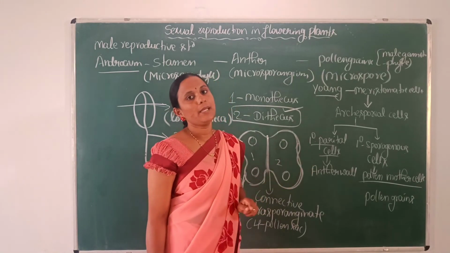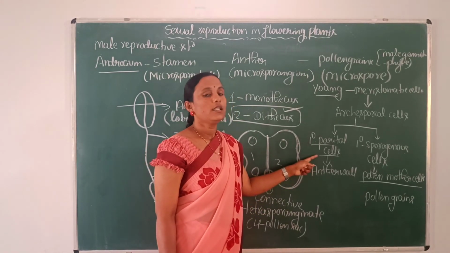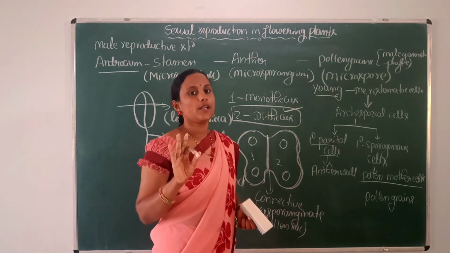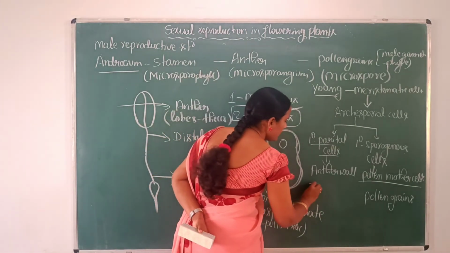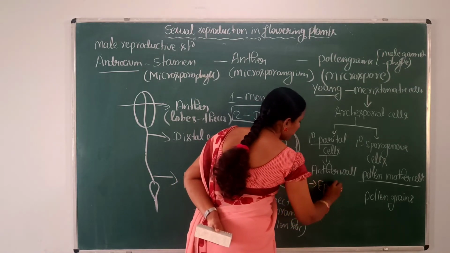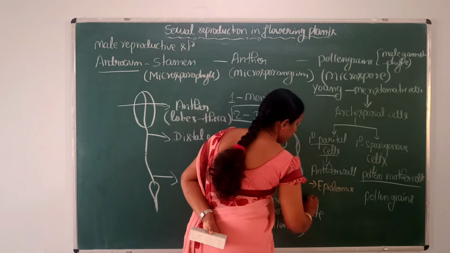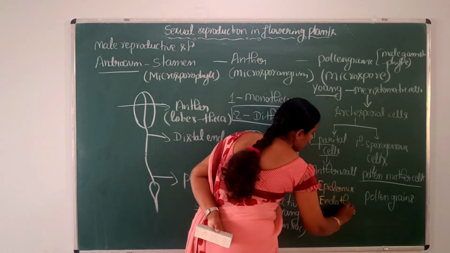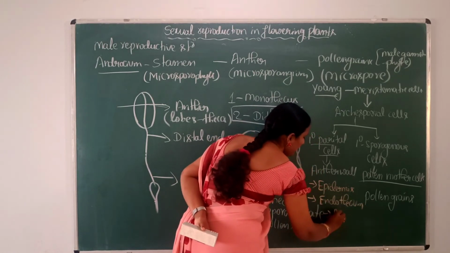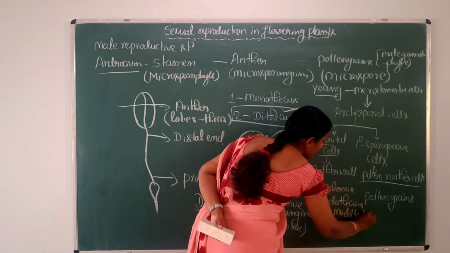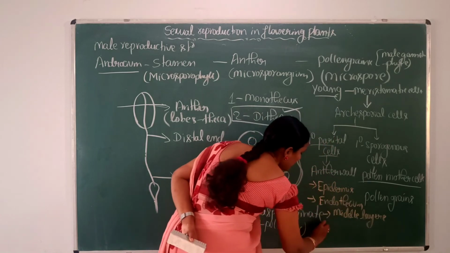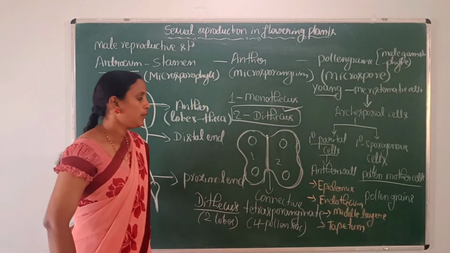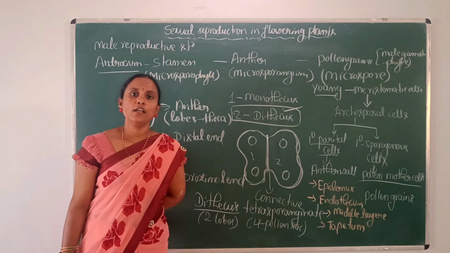Now, I told you that from the primary parietal cells there is development of the anther wall. And the anther wall is made up of 4 different tissue layers, and they are: the first one, epidermis, endothecium, middle layers, and the tapetum. The middle layer and the tapetum are the 4 tissue layers present in an anther wall.